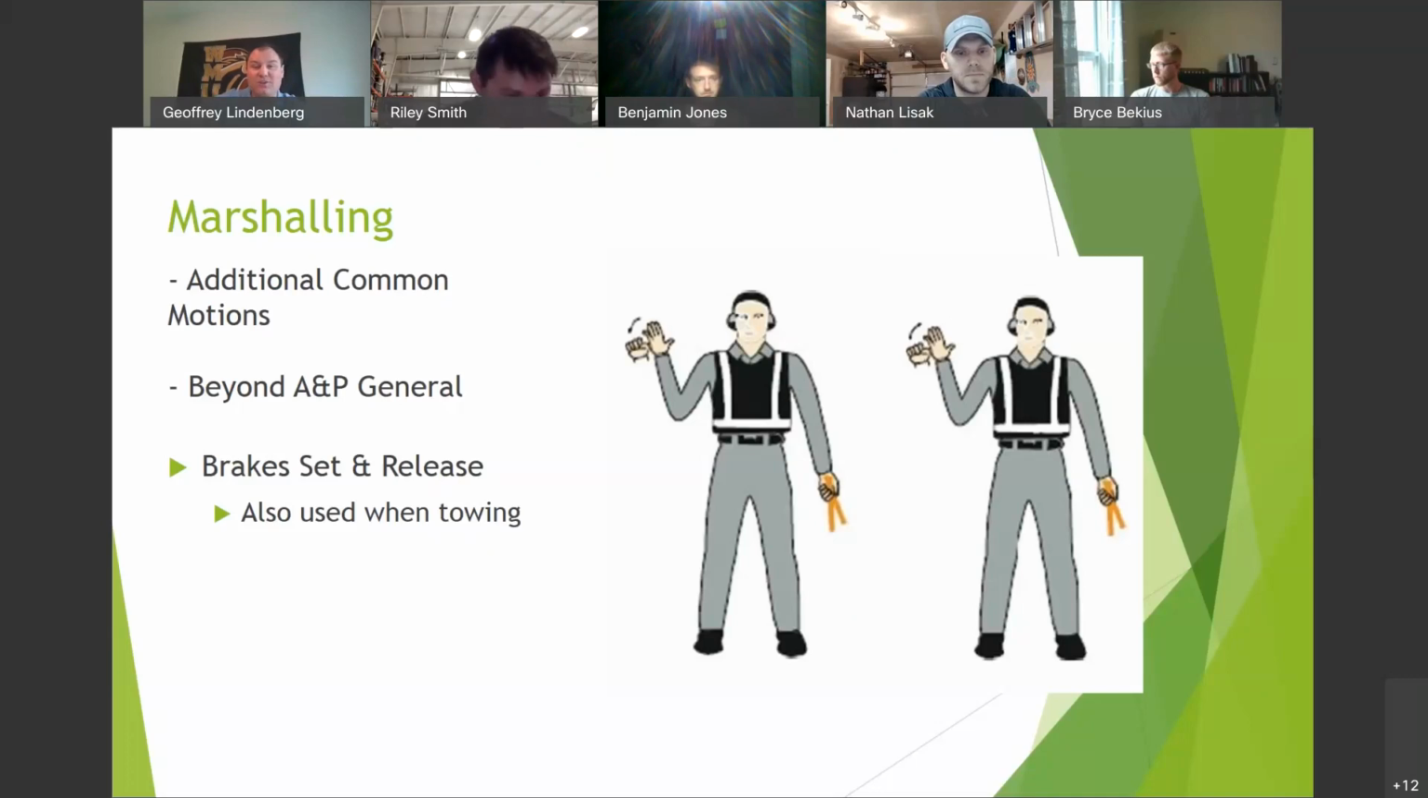But your marshaller will, a lot of times, before I would pull chocks, if someone wanted me to pull chocks, I would have them set the brakes first. They would confirm the brakes were set, then I would go pull the chocks out of the way. Once the chocks were out of the way, I would let the crew know that I pulled them. But I wanted to make sure they had parking brakes set, or at least they were holding the brakes with their feet while I was going to remove chocks.